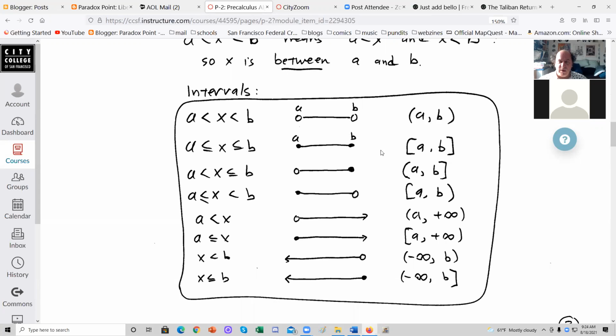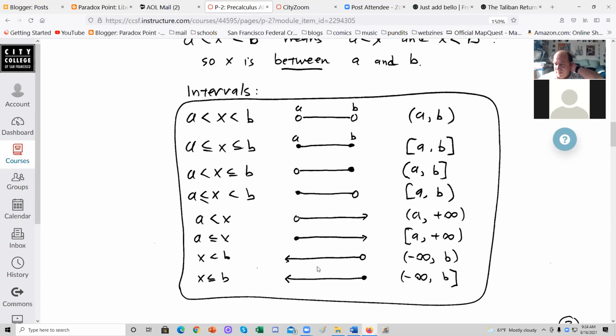We denote this open interval by square bracket a comma b square bracket. Then there are mixed cases where we include b but not a. A less than x less than or equal to b. This is a half open interval. Round bracket a to b square bracket. Here we include a but not b. A less than or equal to x less than b. So this also is a half open interval. Square bracket a comma b round bracket.